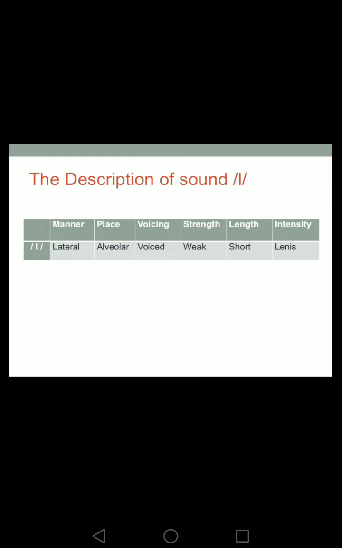Place of articulation, it is alveolar. Why alveolar? Because the tongue tip makes contact, tongue tip and sides of the blade, they make contact with the alveolar ridge. It is voiced. In terms of voicing it is voiced and therefore it is weak, short and lenis, because it is voiced, therefore you exert less effort to produce it and the muscles are lax.